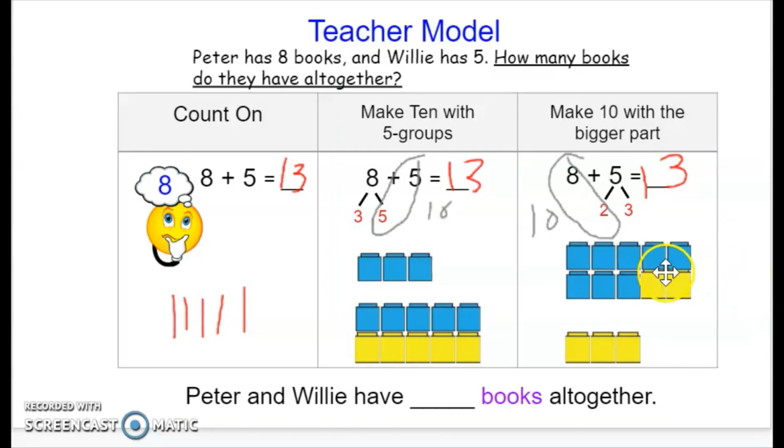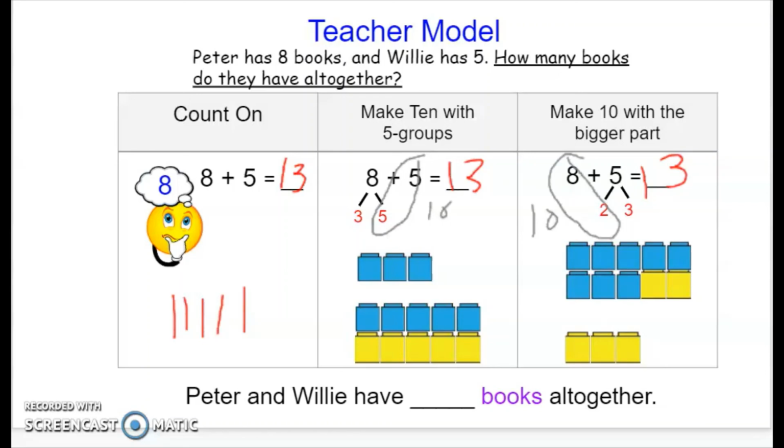Go ahead and take a look at both pictures. What do you notice? What do you see? Go ahead and tell a friend or a family member, and then we will finish up. Alright, my friends, welcome back. So let's go ahead and finish up, because now we confirmed that all 3 ways gave us 13.